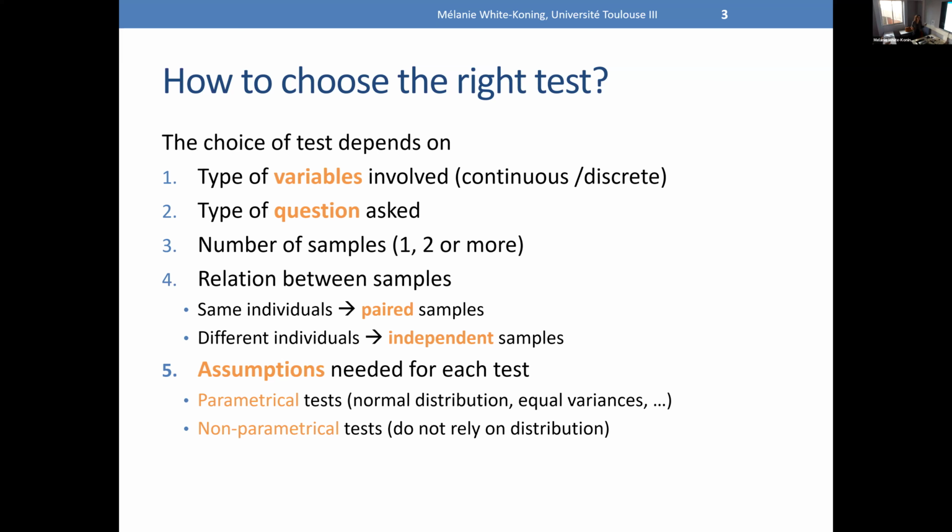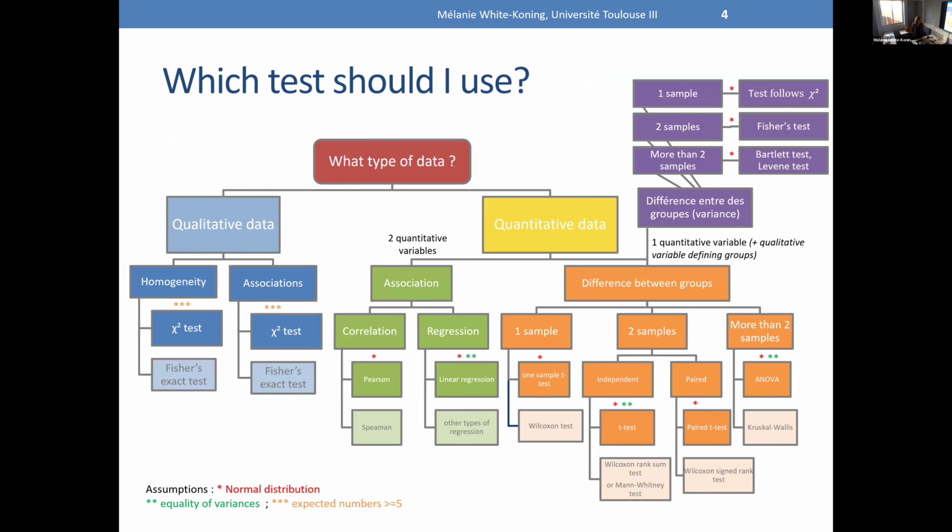Now, how many samples are we interested in? 1, 2, or more? That is going to determine which test we use. And are the individuals paired or independent when there are 2 samples? And obviously, there are also lots of statistical mathematical assumptions which we need to check, in particular, whether the distribution is normal, whether we have equal variances, and if not, we have to use non-parametric tests. So that's a kind of summary of how you have to choose the right test, but obviously we will go through that as we go.